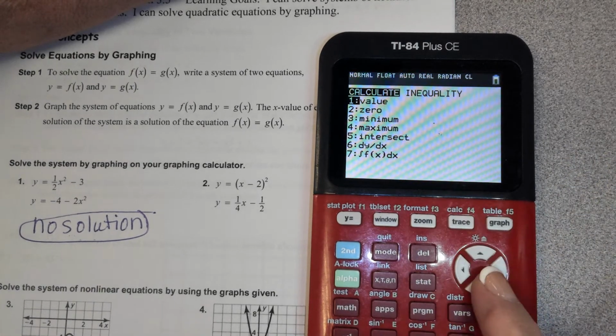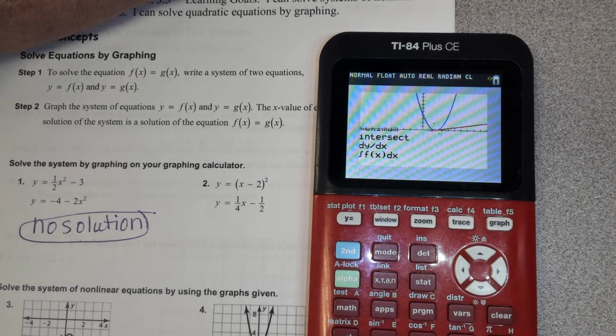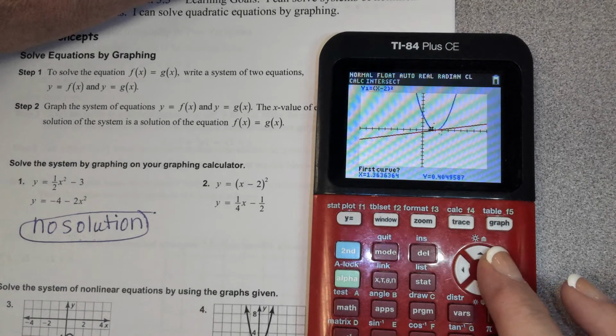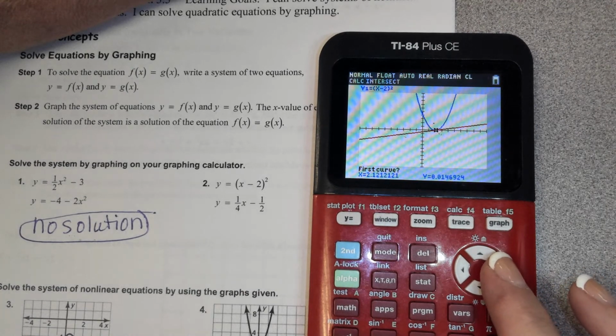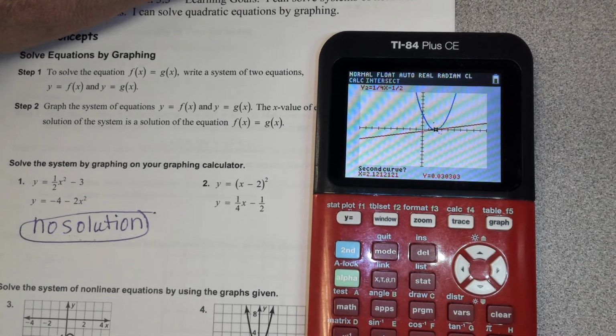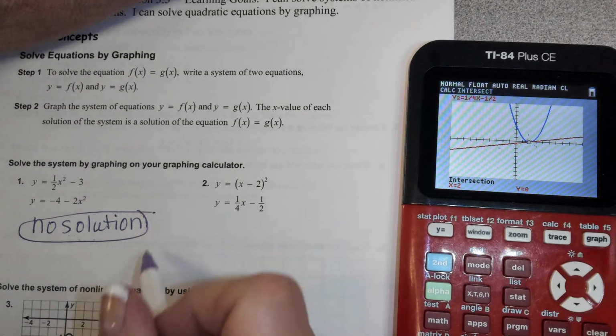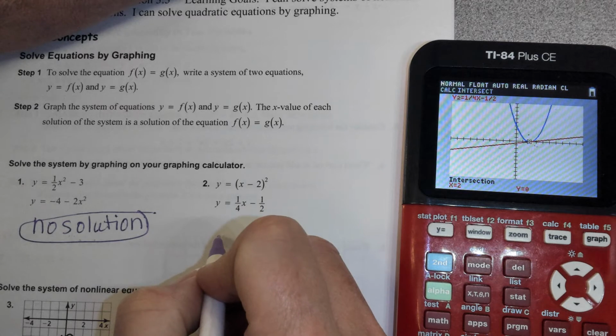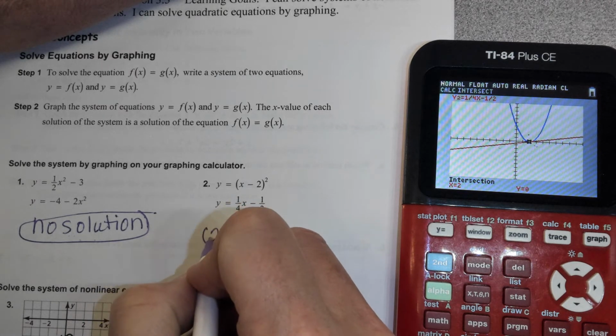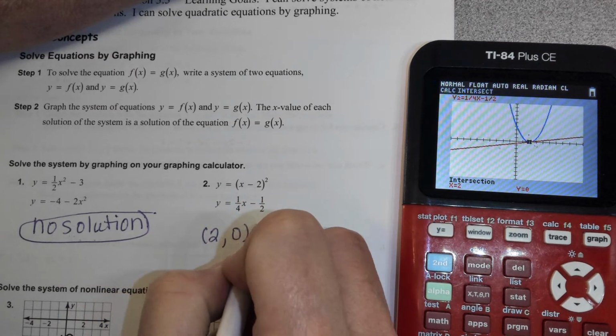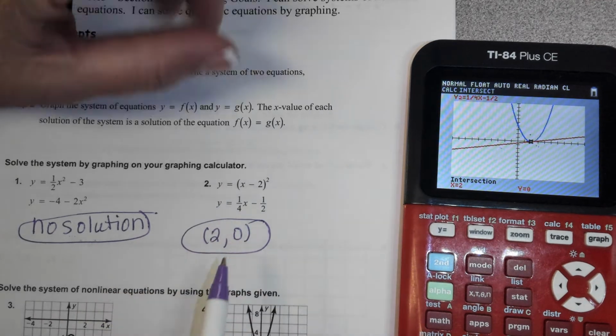Second, trace, graph, calculate intersection. We're going to get super close to that. It could actually be two solutions. It's hard to tell for sure. Enter, enter, enter. And it tells us the answer is 2. So the solution to this is when x is 2, y is 0. That's going to be the solution set for it.